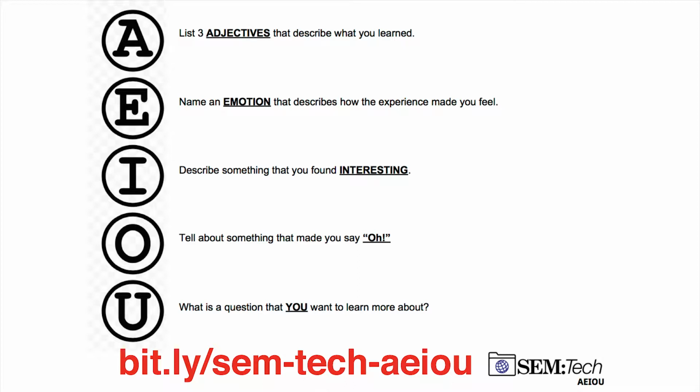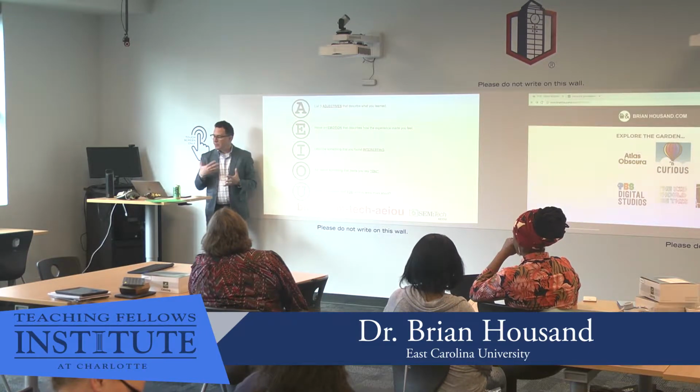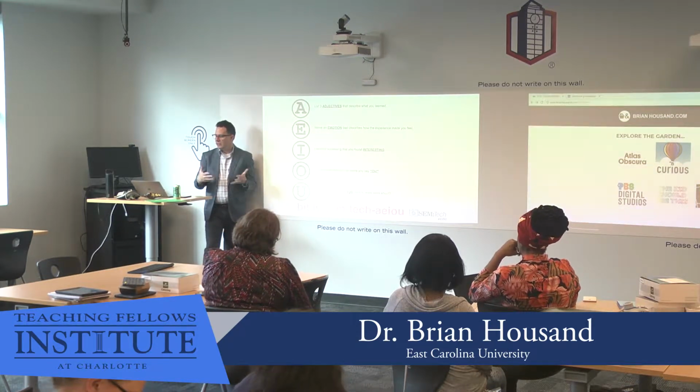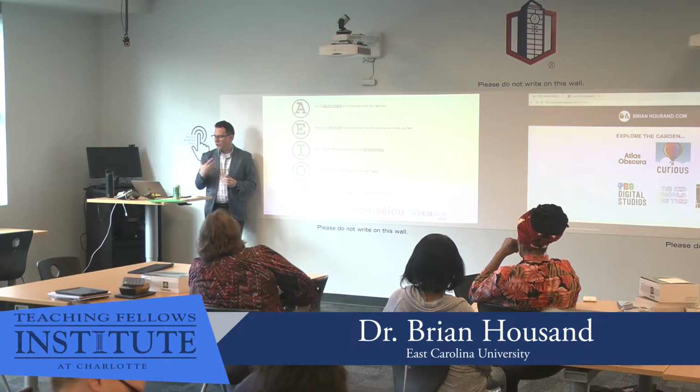So after an experience, you might ask your students to answer these 5 questions. Listing 3 adjectives that describe what it is that they learned. Naming an emotion that describes how the experience made them feel. I would be something that they found interesting. O would be telling about something that made them say, oh. And then U is a question that you want to learn more about.